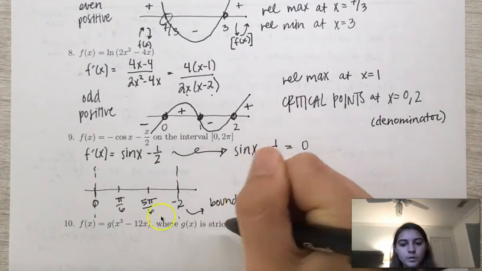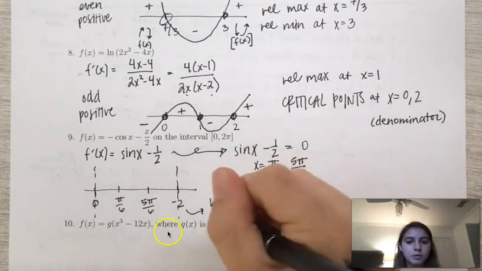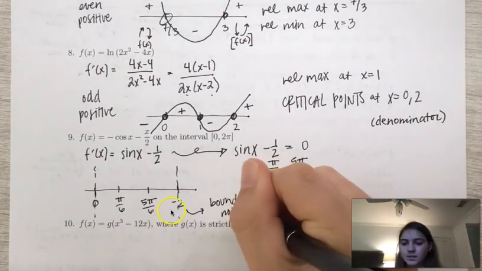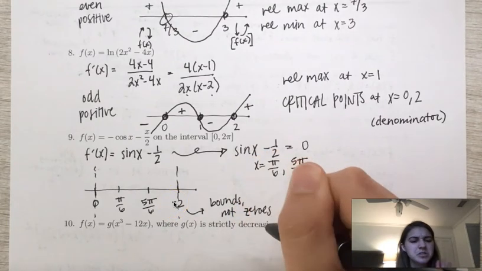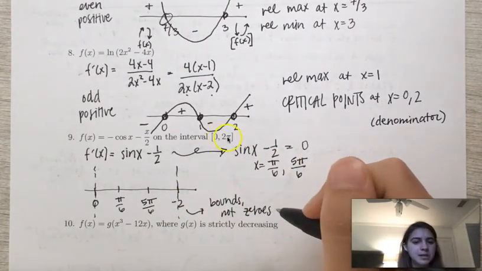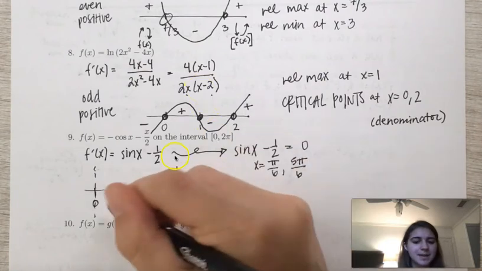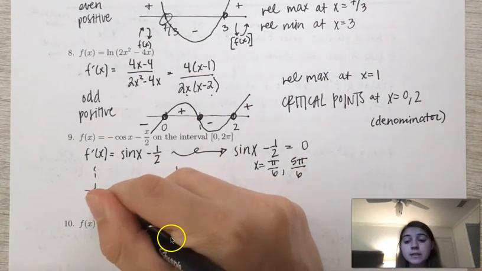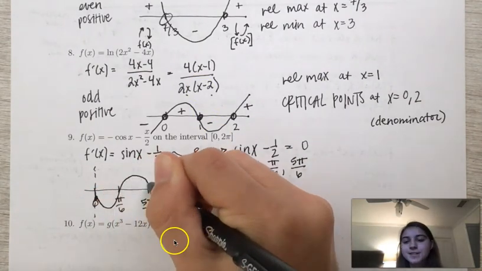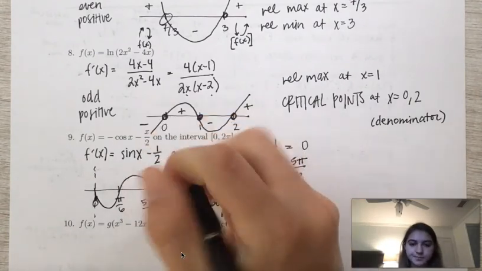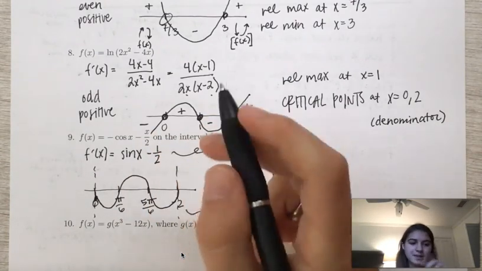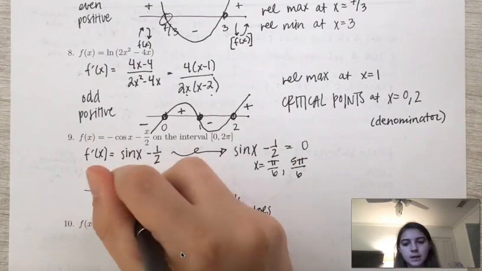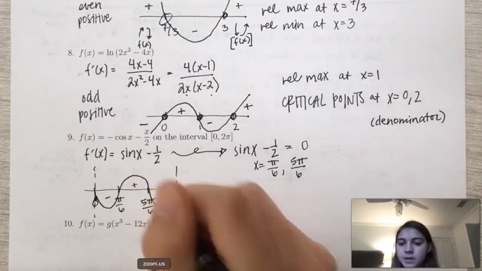So 0 and negative 2 are bounds. I don't know why I wrote negative 2. That's supposed to be 2 pi, because of the interval. I'm so sorry. That doesn't make sense at all. 2 pi. 0 and 2 pi are the bounds. They're not zeros. Because if you remember, sine just repeats itself over and over again. So that's the interval, and so they're the bounds.